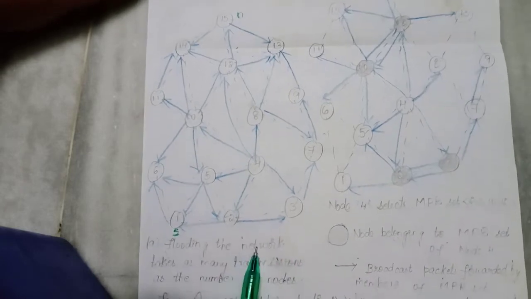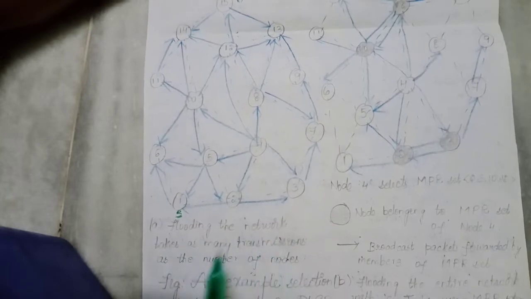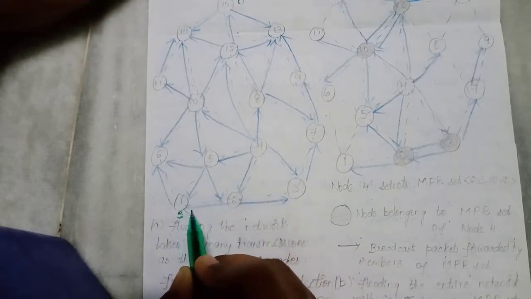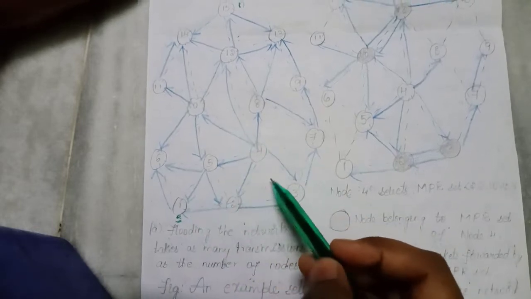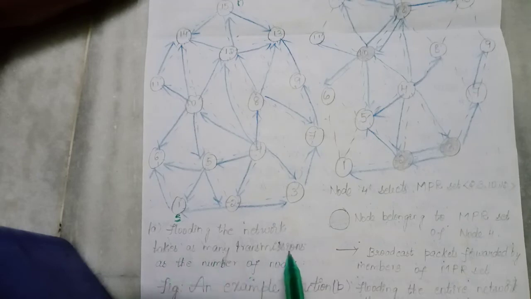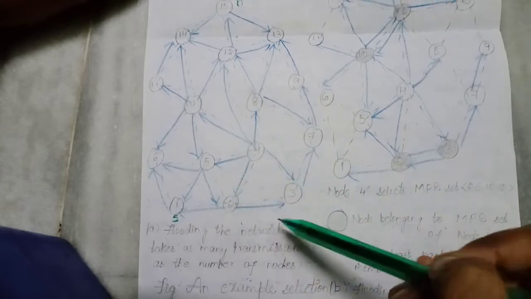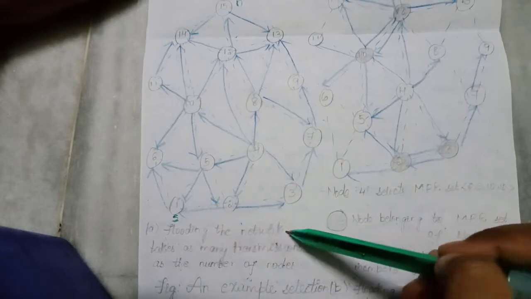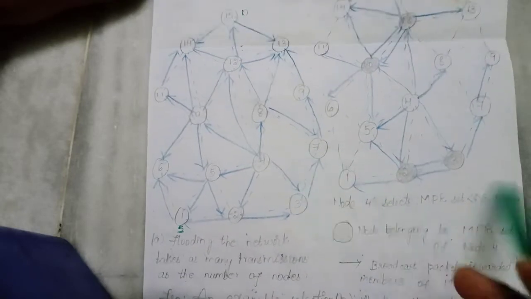Here, in this figure A, flooding the network takes as many transmissions as the number of nodes. See, here the source 1 will transmit each and every message to each and every node in this network, right? So flooding the network takes as many transmissions as the number of nodes. Means if you want to communicate with each and every node in the network, then you have to transmit that hello message to all the nodes in this network, right? So the number of transmissions of that message is equal to the number of nodes available in the network, right? This is the typical example of that.